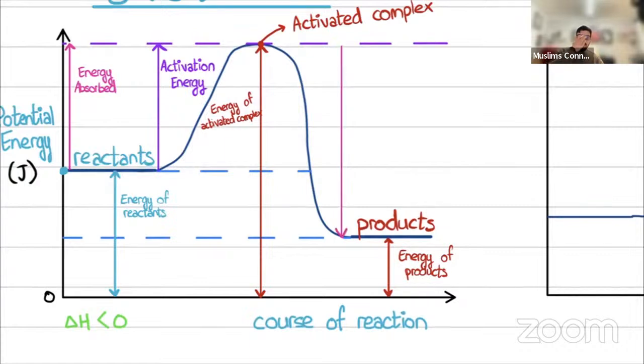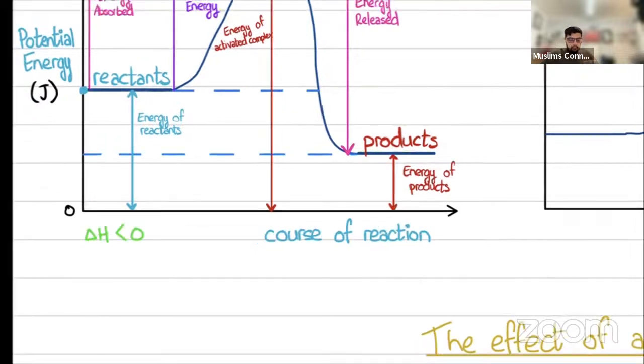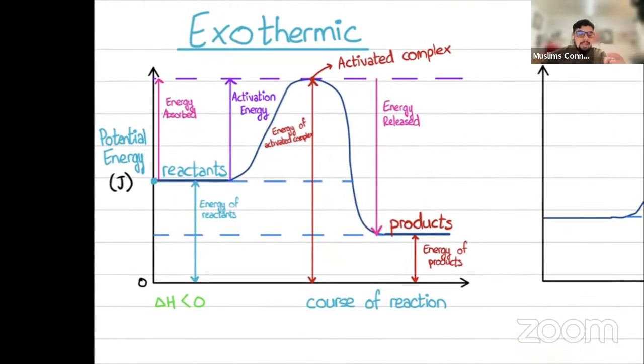To get from the activated complex to the products, we need to release energy. And therefore, this amount of energy is the energy released. To get from that activated complex to the products, we release energy. Okay, cool. One more thing, I know it looks a bit messy.